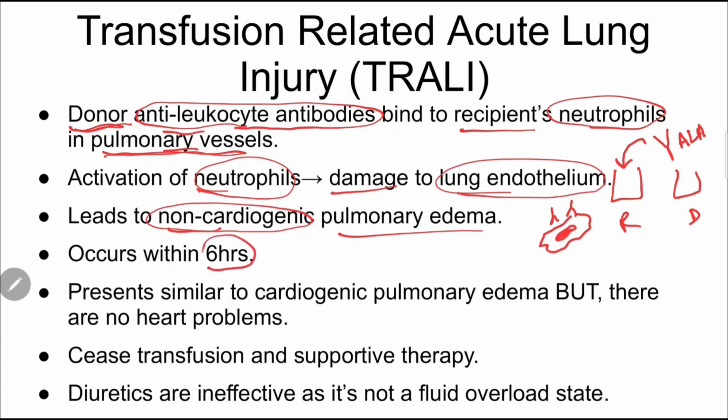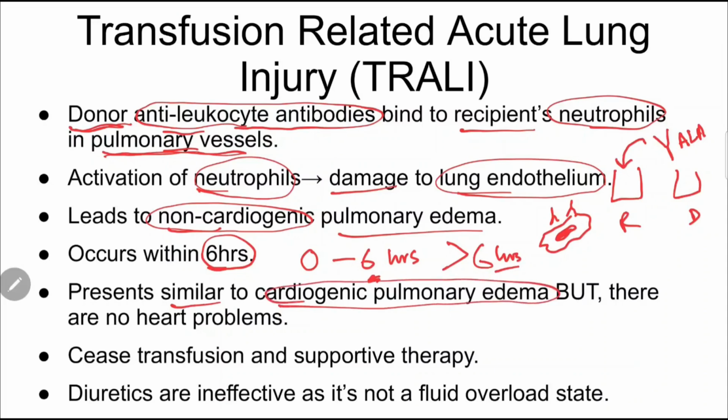And this occurs within 6 hours. So from 0 to 6 hours, TRALI can occur, right? The reason why I'm stressing this 6 hour time period is because greater than 6 hours is going to be another condition that I'm going to talk about. And like I said before, it presents similar to cardiogenic pulmonary edema, right? So when you do a chest x-ray, you will see what is known as bilateral infiltrates on chest x-ray. It is going to be a very diffuse hazy pattern, right? But like I said before, there are no heart problems.